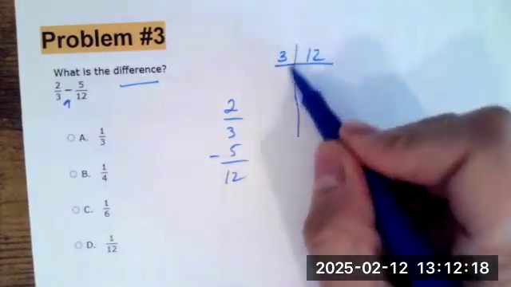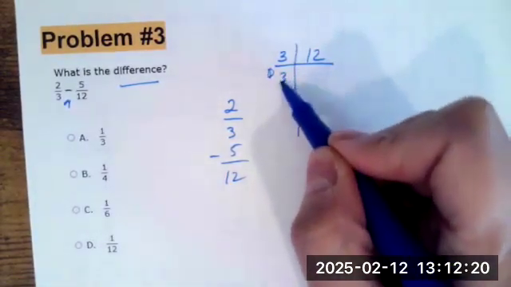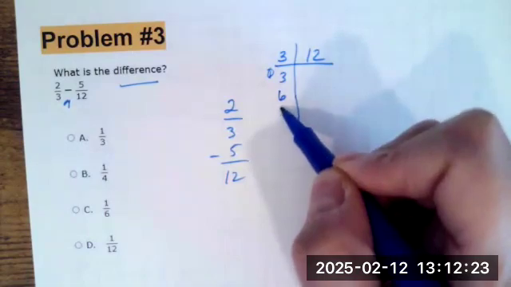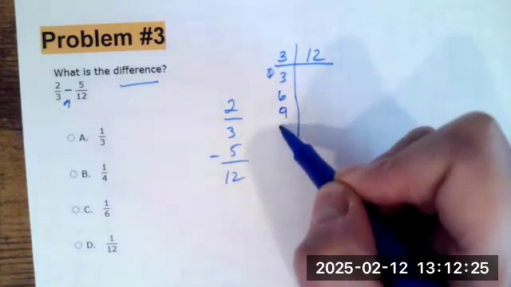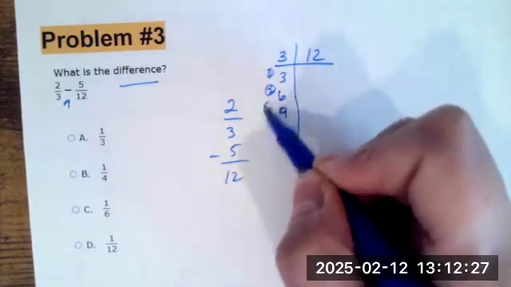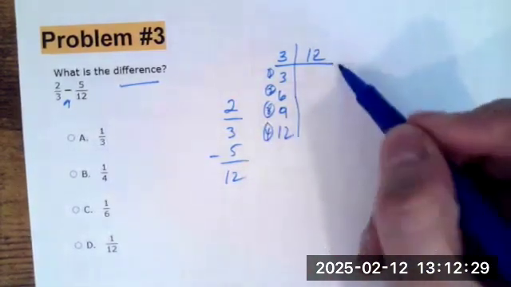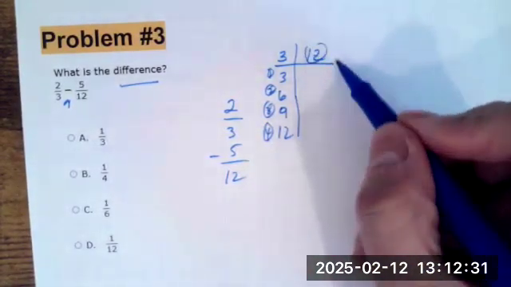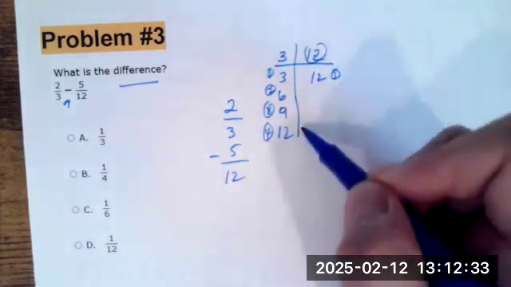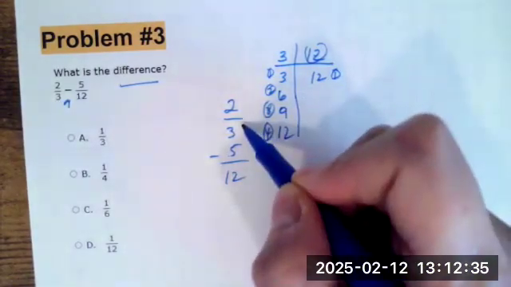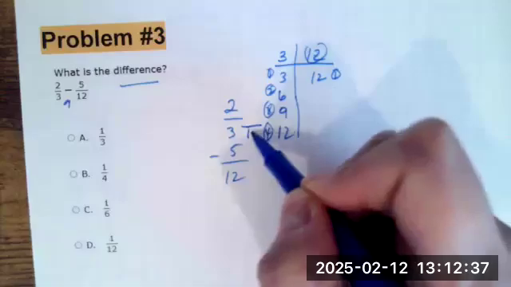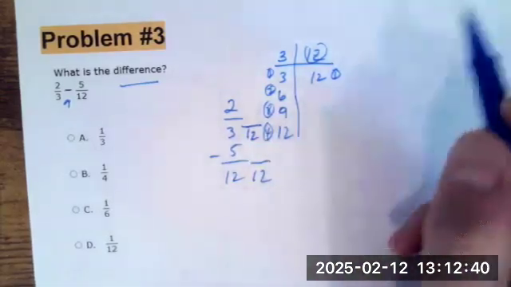5/12, and I'm going to say 3 times 1, listing the multiples of 3, is 3. 3 times 2 is 6. 3 times 3 is 9. 3 times 4 is 12. Okay, and now I can stop here because I can already see that 12 times 1 is 12. So the lowest common multiple is 12. So that's going to be 12, and that's going to be 12.